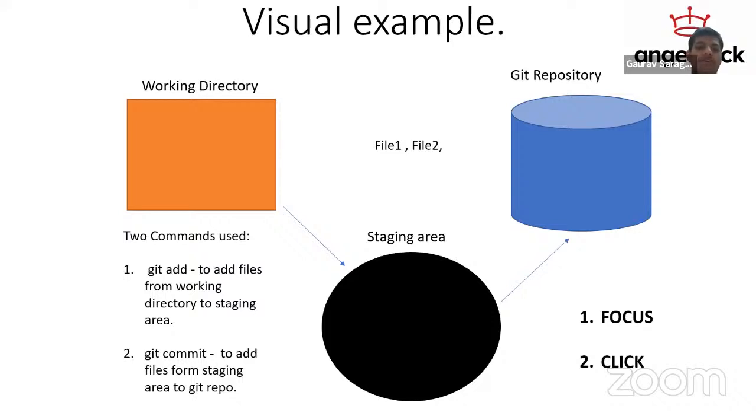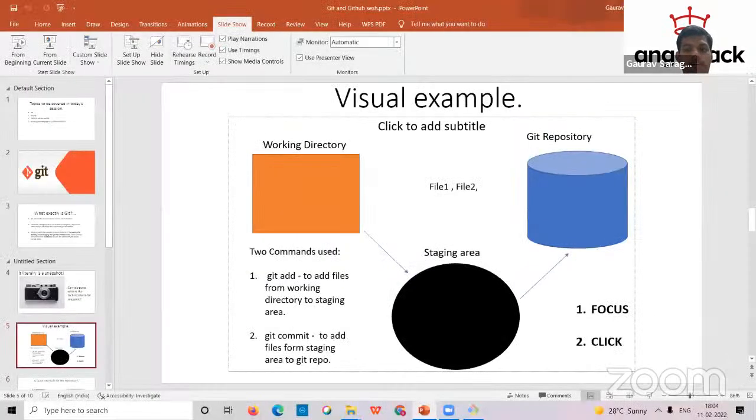So if you can see over here, git add is to add files from the working directory to the staging area. Simple as that. No rocket science over here. And git commit is to add the files from the staging area to the Git repository, okay? So you will be more familiar with it when we come to adding files from the working directory to the staging area to the Git repository ahead. Now, with that being said, let us move on to the practical example.